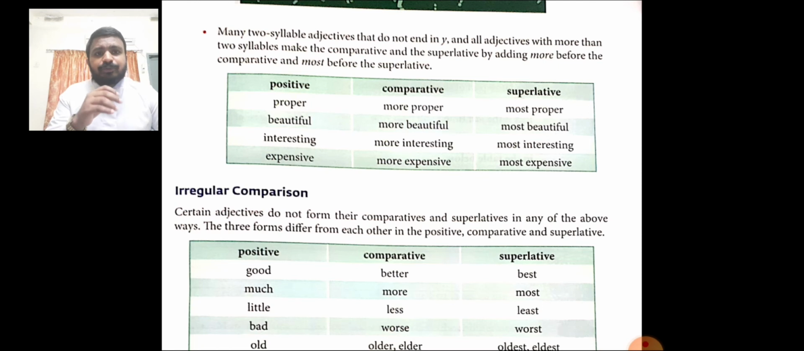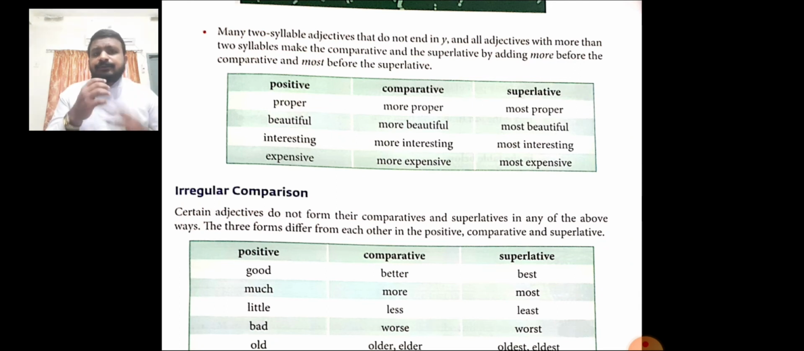Now look at the first word, proper. There are two syllables, pro, per. Pro is one syllable and per, P-E-R, is another syllable. So we add more proper or most proper. Or look at the next word, beautiful. More beautiful, most beautiful. Interesting, more interesting, most interesting. Then expensive, more expensive, most expensive.